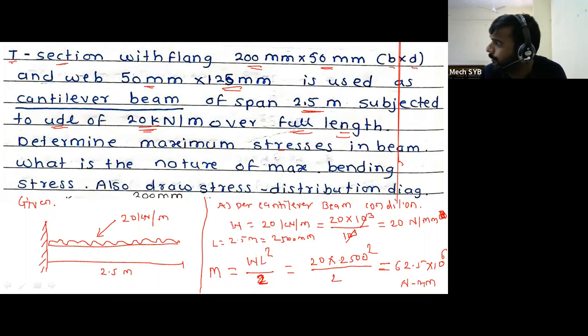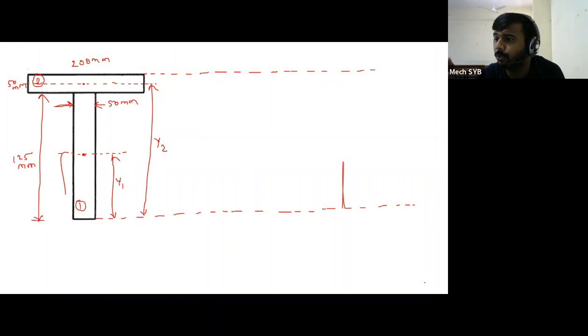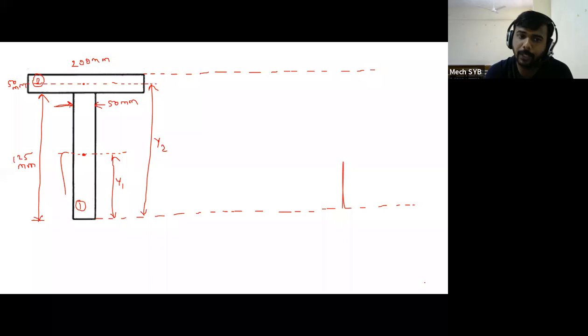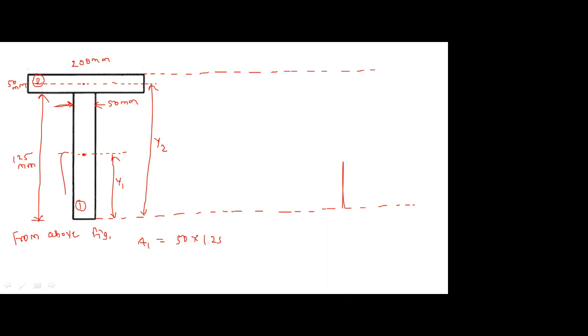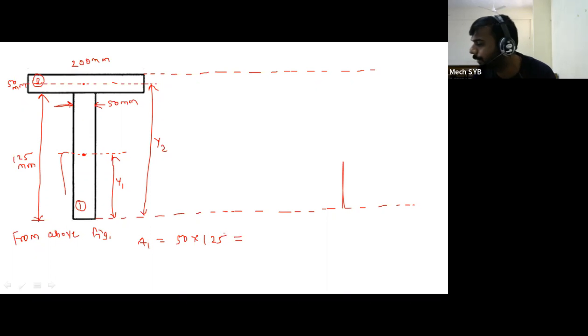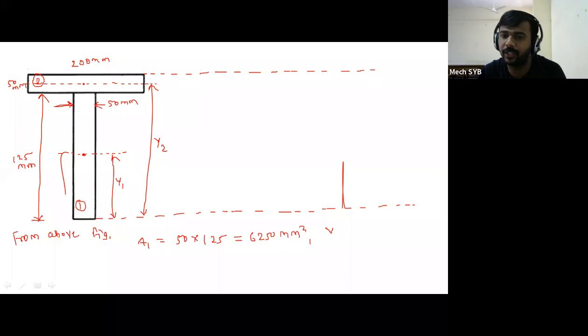Have you calculated the m value? Okay, now go for the calculation of our y bar, but before the y bar calculation we need to calculate a1 y1 and a2 y2. So from the above figure, a1 is equal to b into d, 50 into 125. What is the value of 50 into 125? 6,250 mm square.